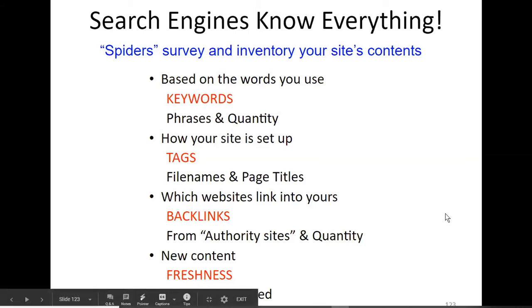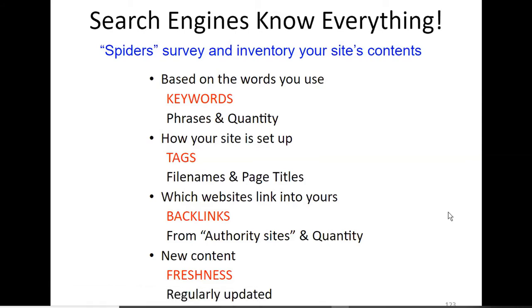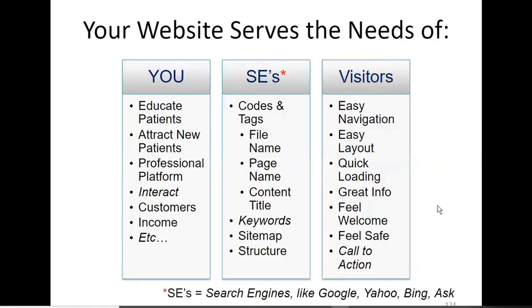And then the last thing here is new content, or what we call freshness. Search engines are always looking for websites that are not stale, that have regularly updated material. That's where a blog would come in handy, where you're adding fresh content. Search engines give you a little bit of extra credit if you have that going on. So this is just another way to say some similar things.